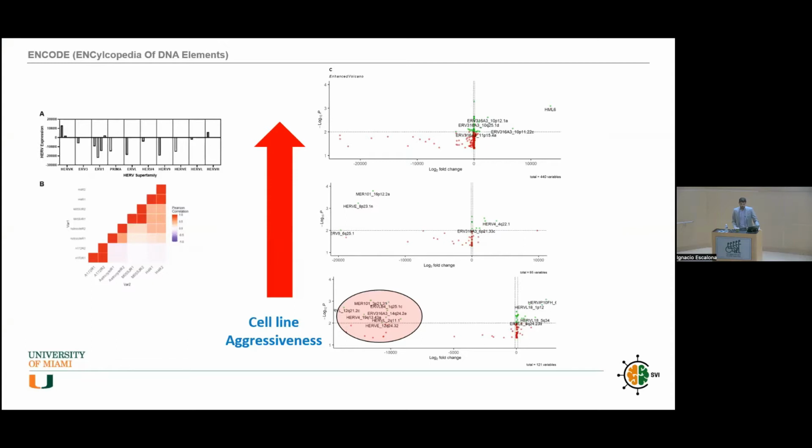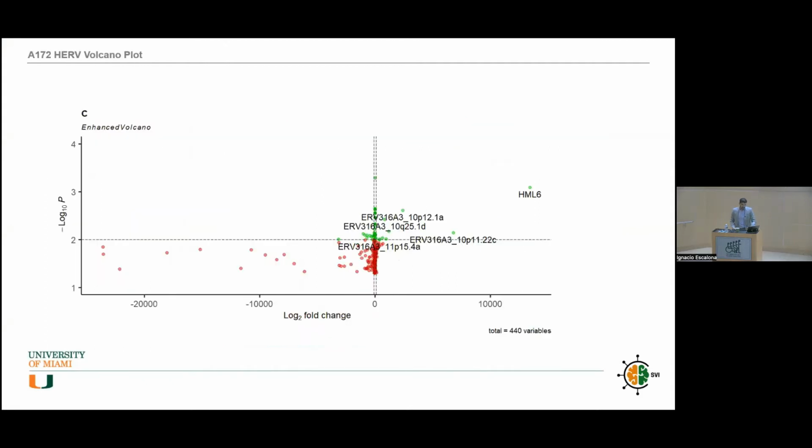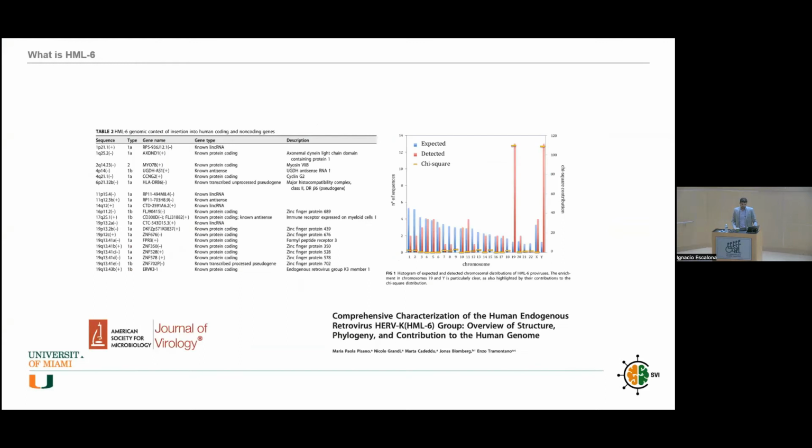And you can see that in the cells that are the most indolent, at the bottom here, there's very low expression of endogenous retroviruses, and in the cells that are most aggressive, there's much higher expression, especially this one element, HML6, which is also part of the HERV-K family. So this was interesting to us. We noticed that there's one that's really widely expressed in the A172 cell line. So we said, okay, what does that mean? What is this element doing, and what's its functionality?